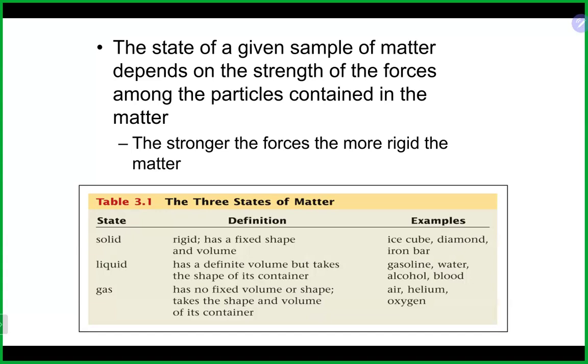So this is a table from your book that describes solid, liquid, and gas like we talked about. But really, those intermolecular forces are really important in determining whether something would be a solid, a liquid, or a gas. Again, the stronger the forces that hold it together, the more likely it is to be a solid or a liquid. The weaker the force, the more likely it is to be a gas.